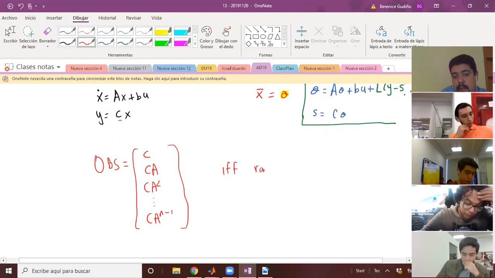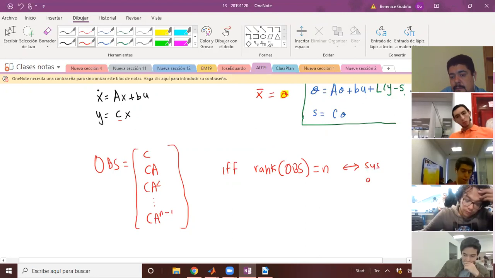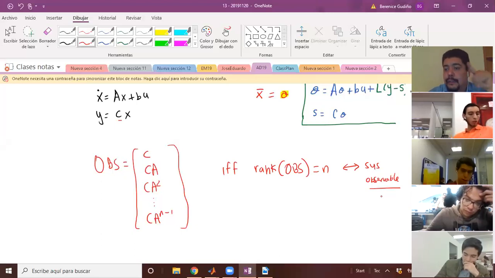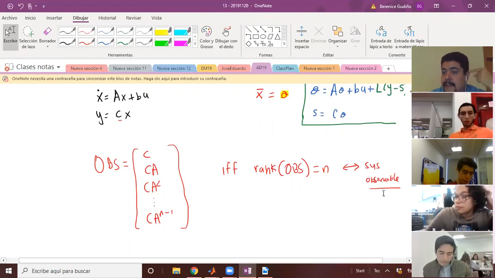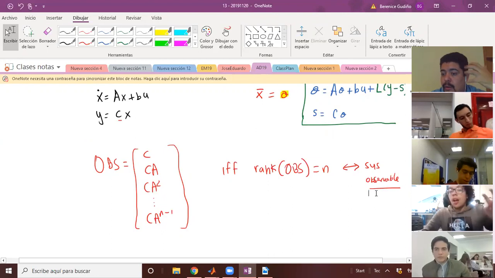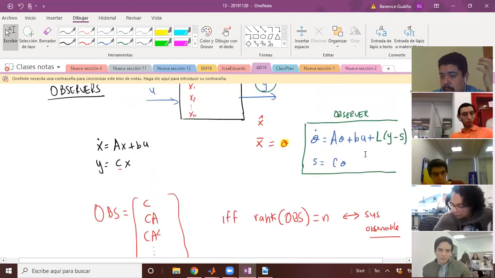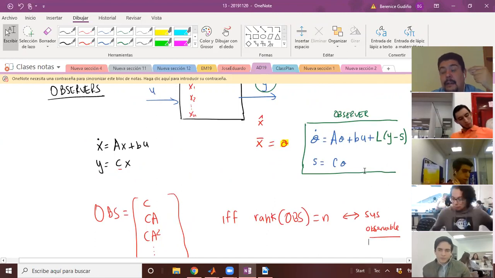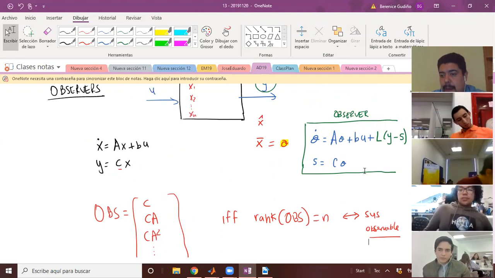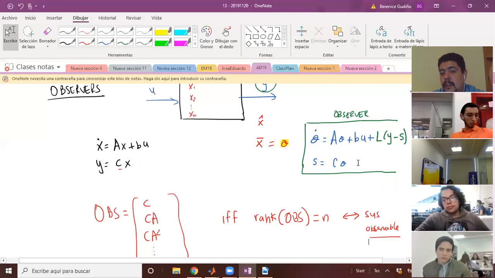If and only if the rank of the observability matrix is equal to n, it implies that the system is observable. Okay. So first we need the system to be observable. And if the system has this property, then we're going to create this mathematical entity that we call an observer. And this mathematical entity could be implemented in a microcontroller, could be implemented in a real system with op-amps, could be implemented in many ways. You don't have to do this in the final physical project, but you'll have to learn how to make simulations of this. Okay.